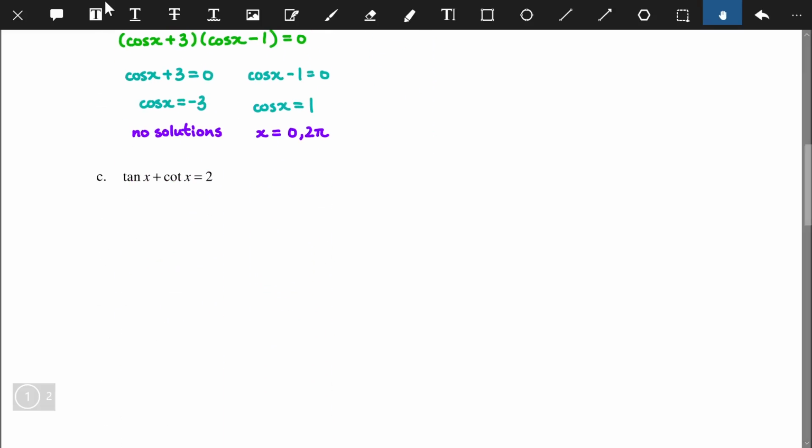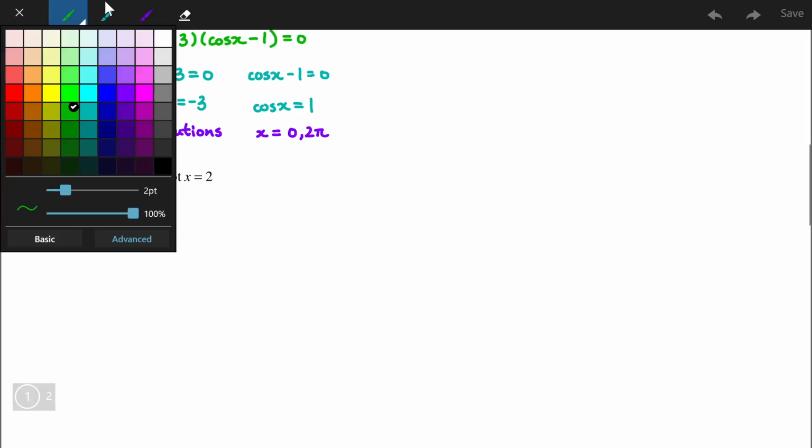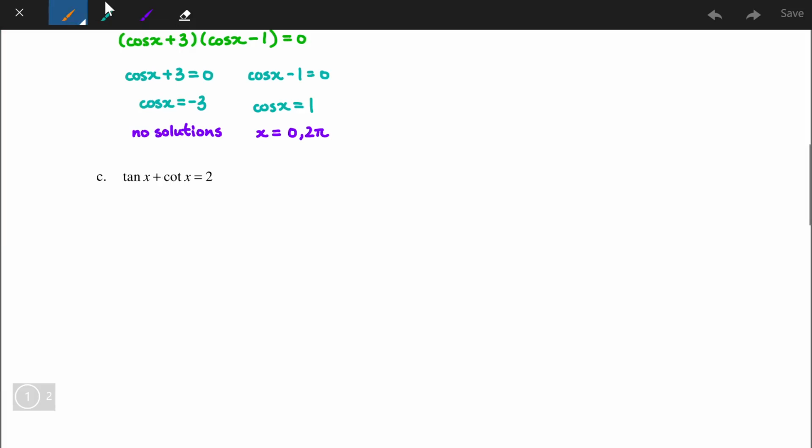Tangent x plus cotangent x is equal to 2. This is a different example because for the first time we need to introduce a new element, and that is restrictions. So tangent x, of course, is equal to sine x over cosine x, so we know that cosine x cannot be equal to 0 from the first term. And then we also have cotangent x. Now cotangent x is cosine x over sine x, which means sine x also cannot be equal to 0 for this question. And of course, their combined restrictions would just be x cannot be equal to pi over 2n, where n is, once again, an integer.